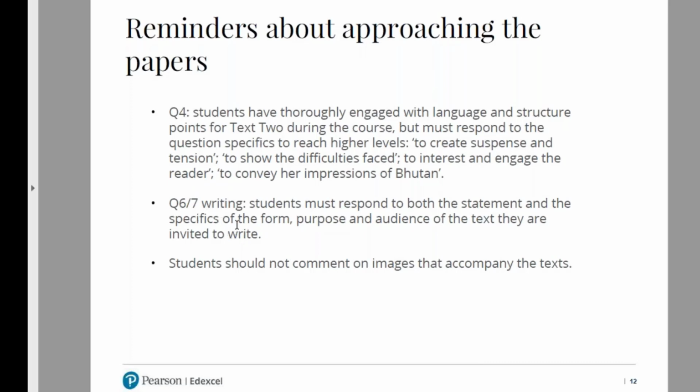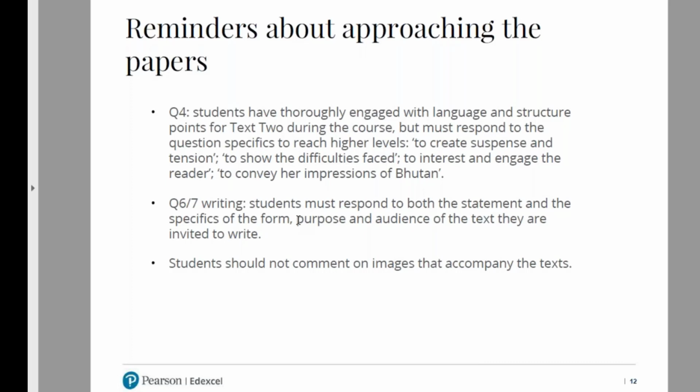On question 6 and 7, writing, one of the things that was picked up and people have asked about is that there's a statement and then there's a task. So when the students respond to the whole question, they do need to take into consideration both what the statement says and the form, purpose and audience of the text that they're invited to write in the body of the question itself.